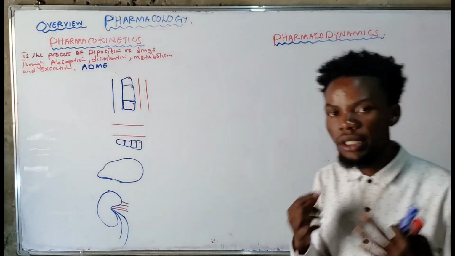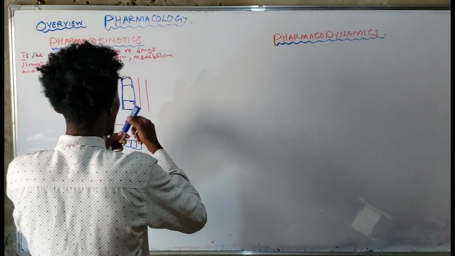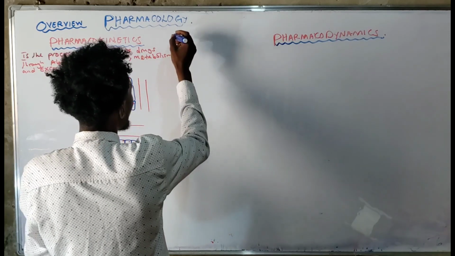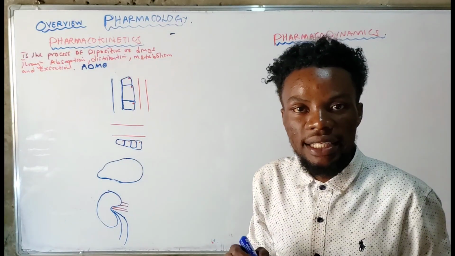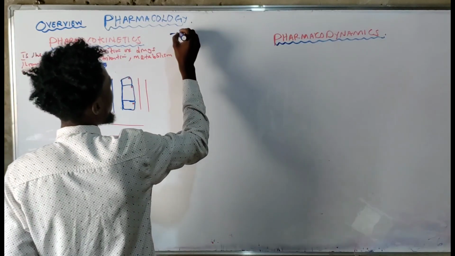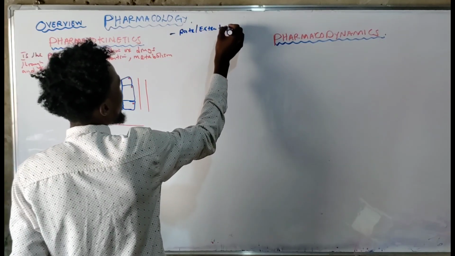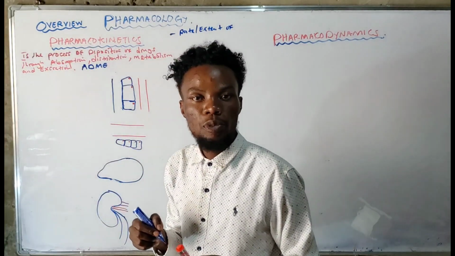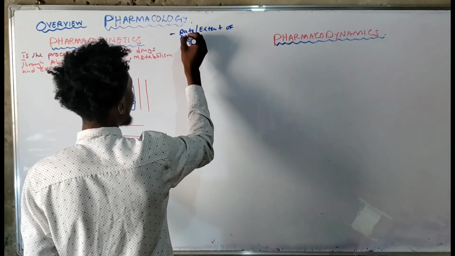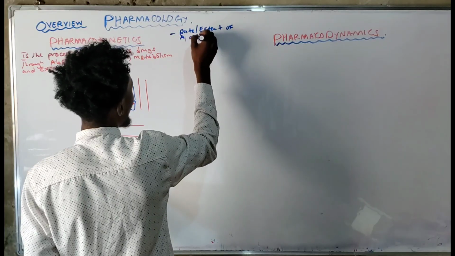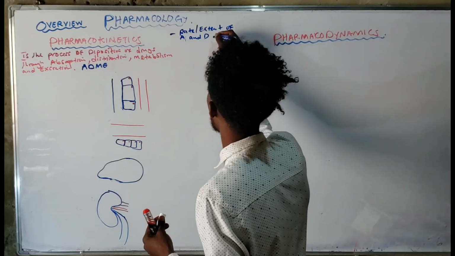And what are you really supposed to know about pharmacokinetics? The very important thing is just three important aspects. The first one is the rate and extent of absorption and distribution of a drug, so A and D, absorption and distribution of drugs.